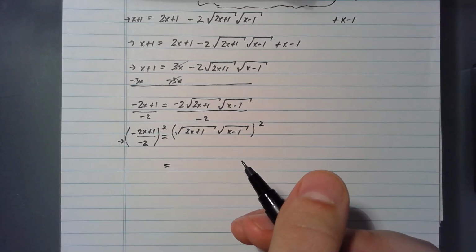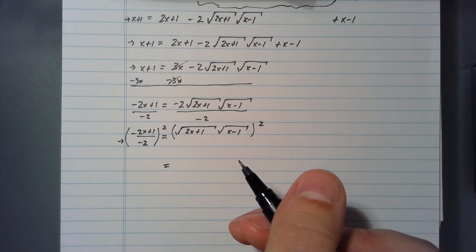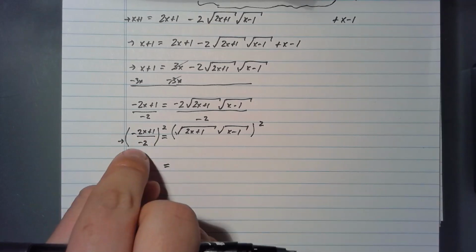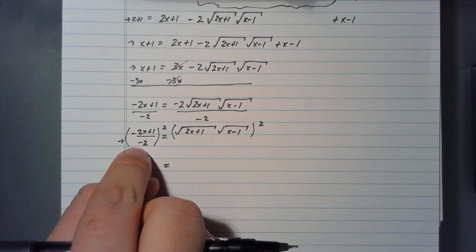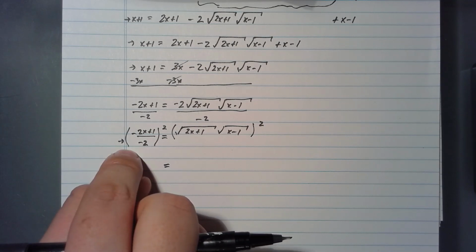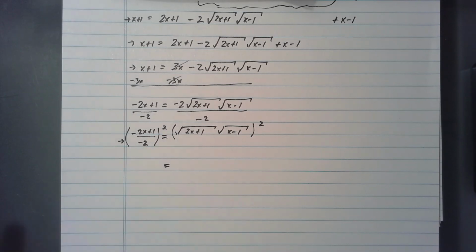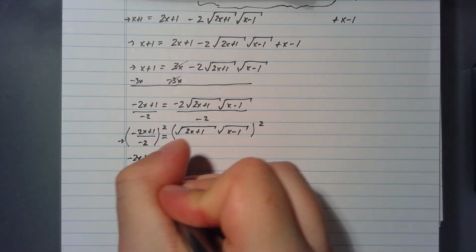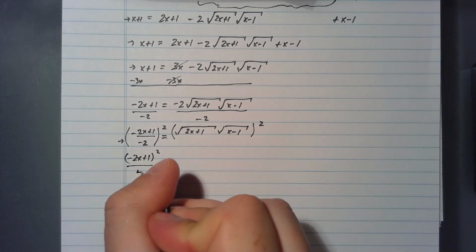So this negative 2x plus 1 over negative 2, what happens there? Well, do I want to cancel that out? No, I don't want to do that. So the left side becomes negative 2x plus 1 quantity squared all over 4.